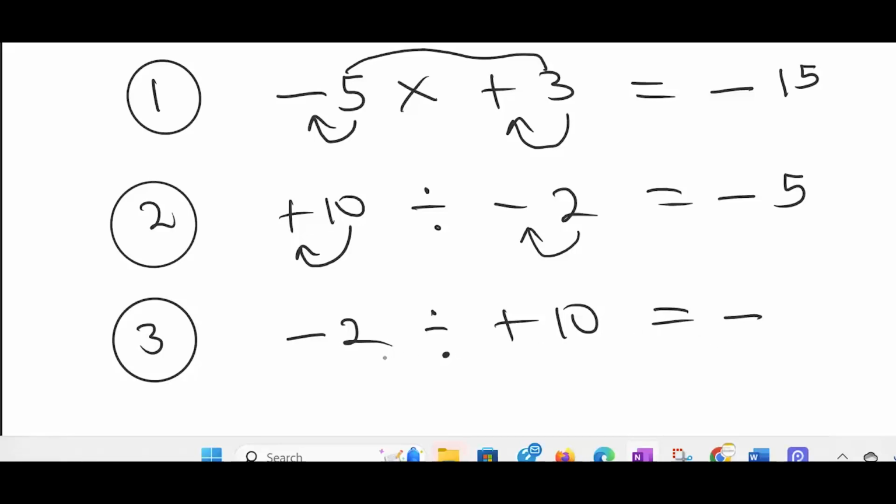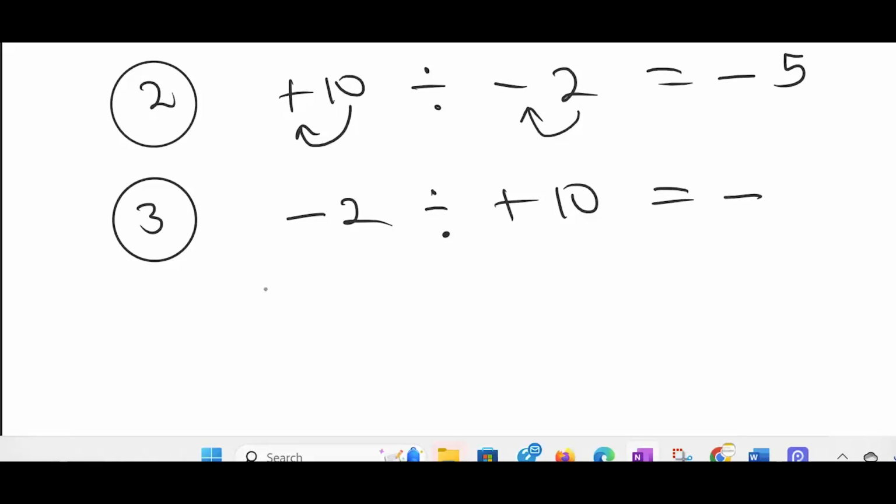Now you need to be very careful here. 2 divided by 10 is never 5. 2 divided by 10 could be written as 2 out of 10. So 2 goes in 2 once, and 2 goes in 10 five times. So the answer is 1 out of 5, and not 5. You need to be very careful anytime you are dividing this. So this is how you combine different signs: different signs combine together to become negative.